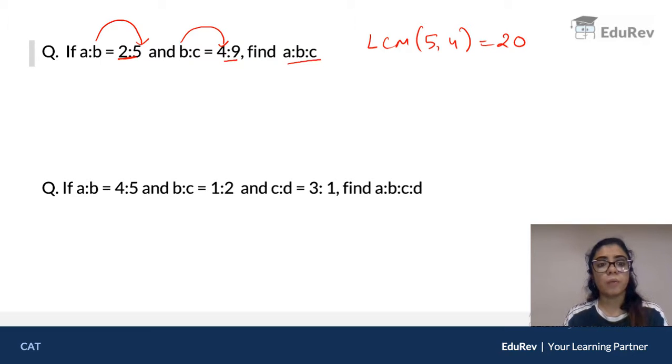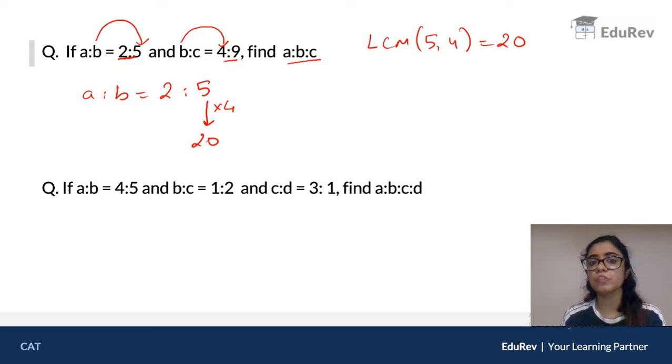Okay? So now, look, A is to B is 2 is to 5. I have to make this a 20. So I have to multiply this with 4. Whatever you're going to multiply this term with, 2 will get also multiplied by the same number. 2 will be multiplied by the same number, so this will become 8. So your A is to B is 8 is to 20.